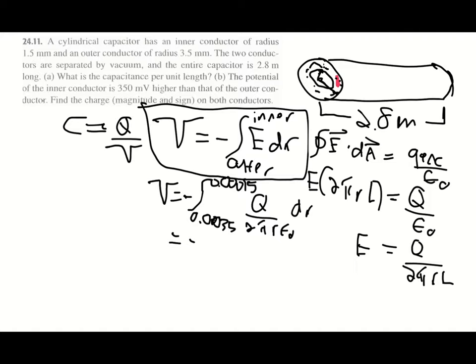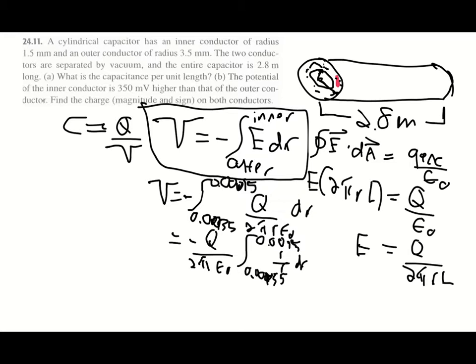So let's take all these things out. Negative Q, that's a constant. And 2 pi is obviously a constant, and so is epsilon naught. And then we've got those limits, 0.00035 and 0.00015. That's 1 over r dr. We know the integral of that ends up being a natural log.